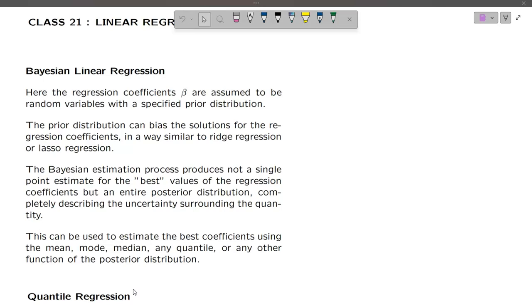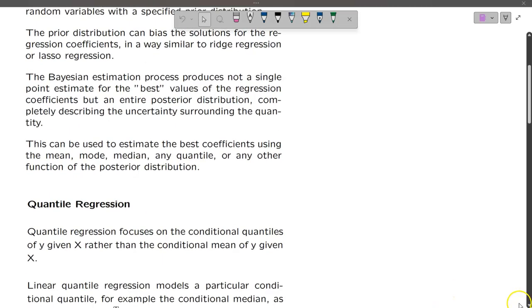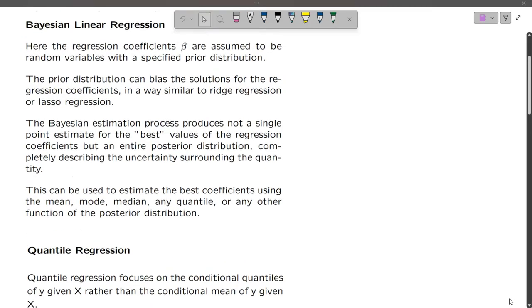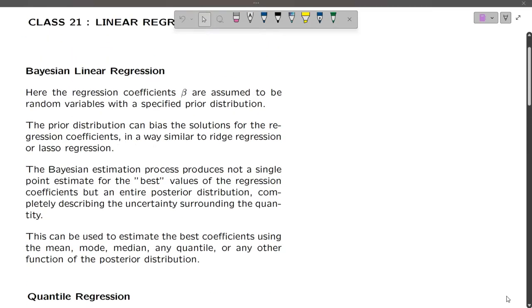The Bayesian estimation process produces not a single point estimate for the best value for the regression coefficient, but an entire posterior distribution completely describing the uncertainties surrounding the quantity. This can be used to estimate the best coefficient using the mean, median, mode, any quantile or any function of the posterior distribution. So there goes the concept of Bayesian linear regression.